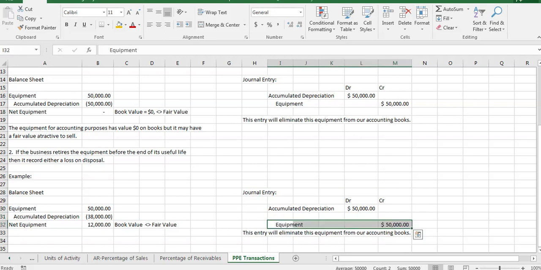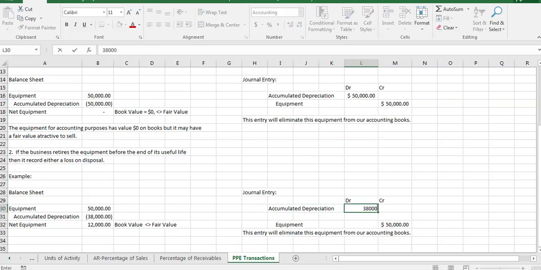So the accumulated depreciation will be 38,000 as before. Then we will debit a loss on disposals. Why a loss on disposal? Because we retired before the end of its useful life, and the book value is $12,000. So basically what we have here is a debit loss for 12,000, and the equipment we will credit with the historical cost.